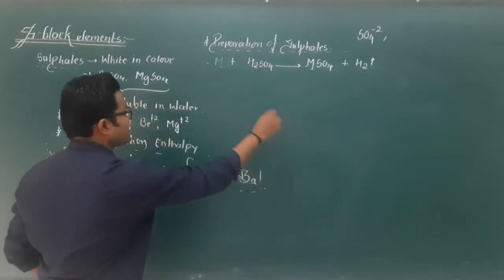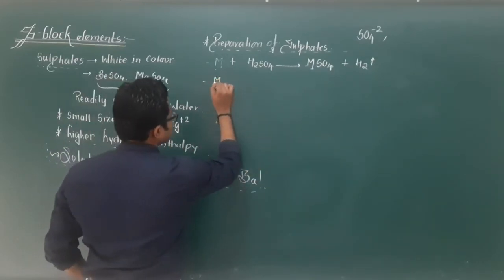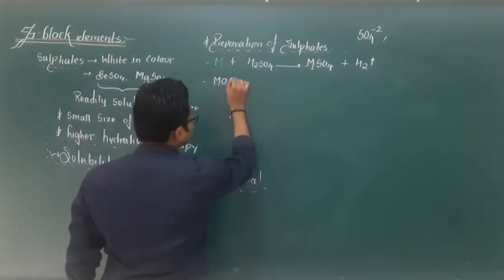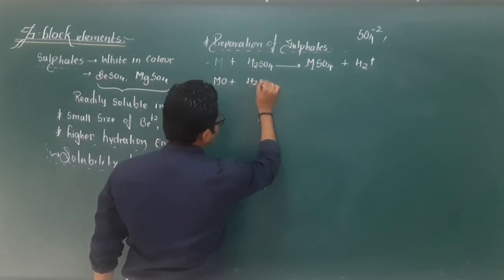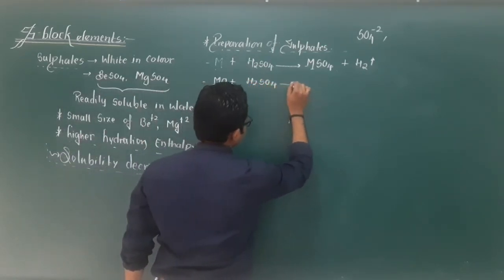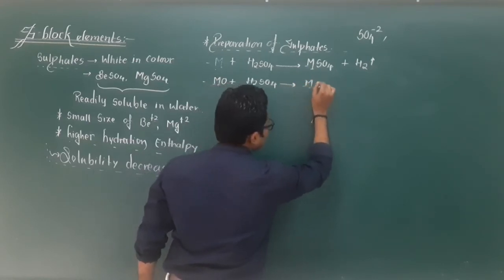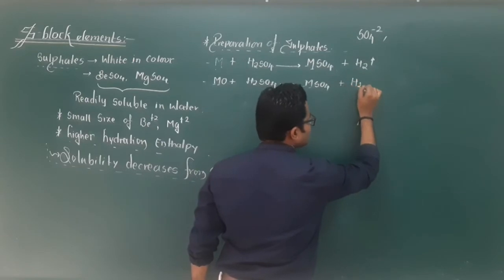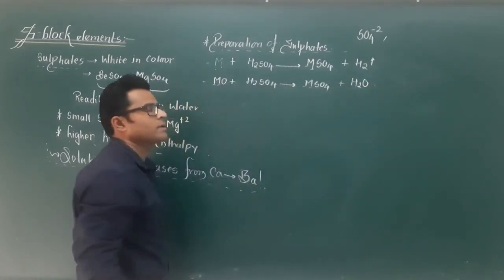Now, when we have the next one, let's start with metal oxide. When we have metal oxide and react it with sulfuric acid, a small change: metal sulfate is formed, along with the liberation of water.